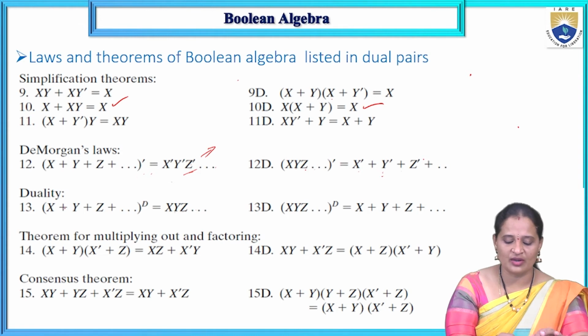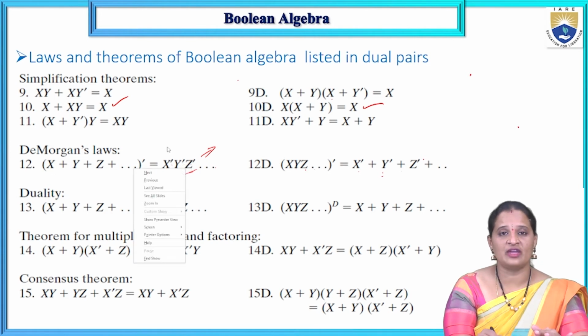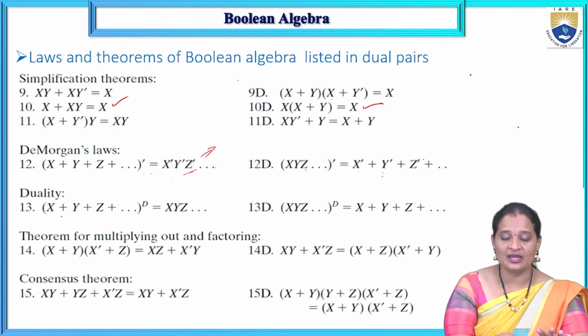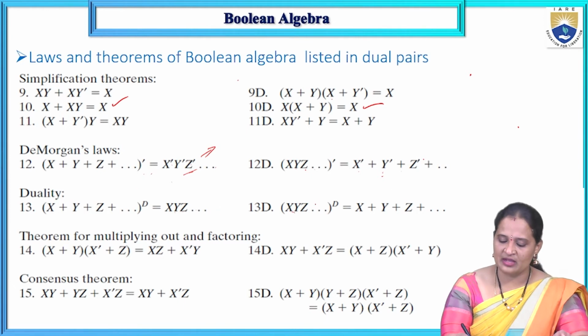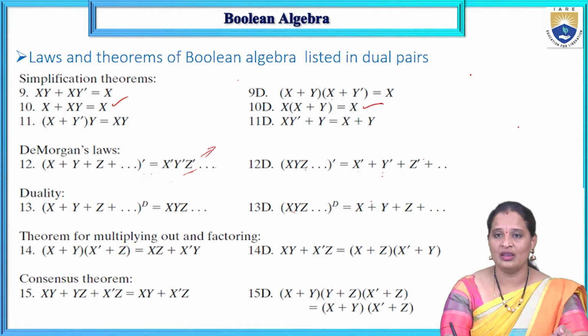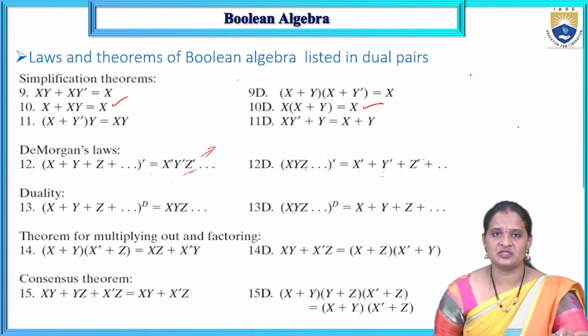So that means what we are doing here in De Morgan's law, we are changing the plus operator to dot operator and also the variable is complemented. But here in duality, we will just simply change the plus operator to dot operator, but the variable will not be complemented. So that is the meaning of this one. Okay. So here, similarly, x dot y dual is equal to x plus y plus z. So till now we have seen laws and theorems here.